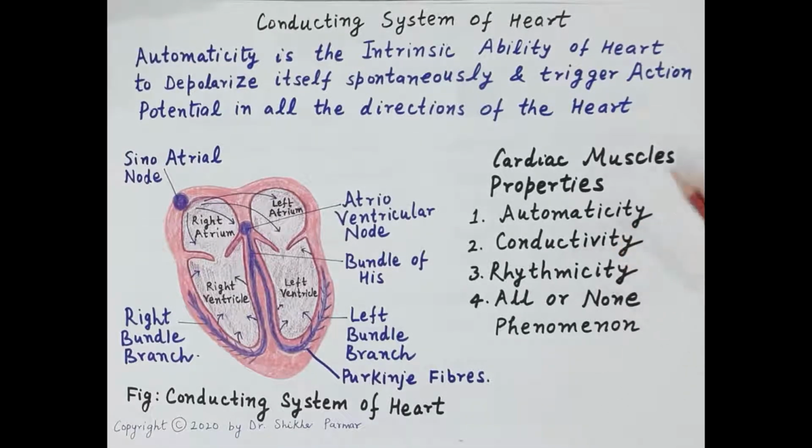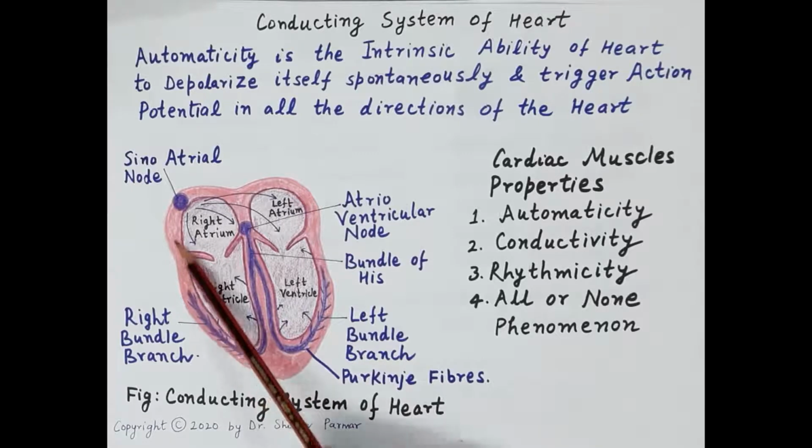Now let's discuss in brief the properties of cardiac muscles and the functioning of heart, that is the conducting system of heart. There are 4 cardinal features of cardiac muscle tissue, and these 4 properties are the most important of all: automaticity, conductivity, rhythmicity, and all or none phenomenon.